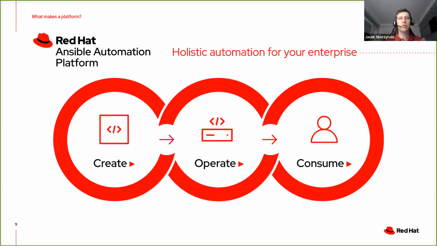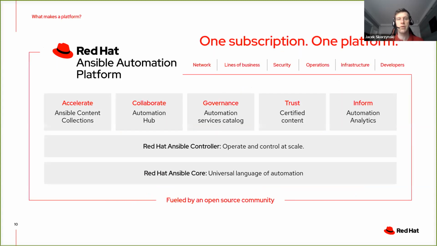We add a lot of different tools just to enable our customers, first of all, to create the automation, so develop new automation scripts, then operate it, and then finally consume it. So automation platform gives you all of those features or possibilities. With automation platform, you can start from developing and end up with consuming your automation on the platform.